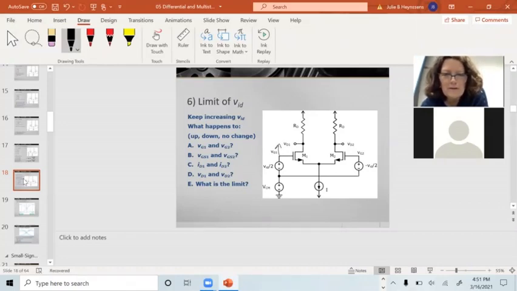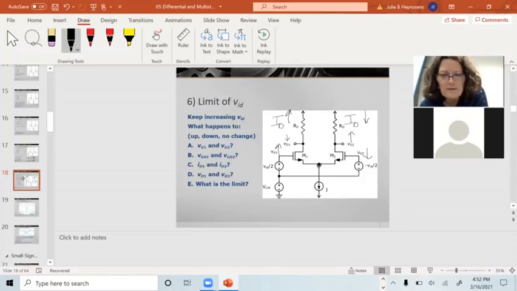This current ID is going to go up. This current over here, ID, is going to go down. This gate voltage is the negative of VID, so this one's going to go down. VG2 is going to go down. As ID increases, VD is going to go down on this side, and VD is going to go up over here, and VS is going to stay roughly the same.